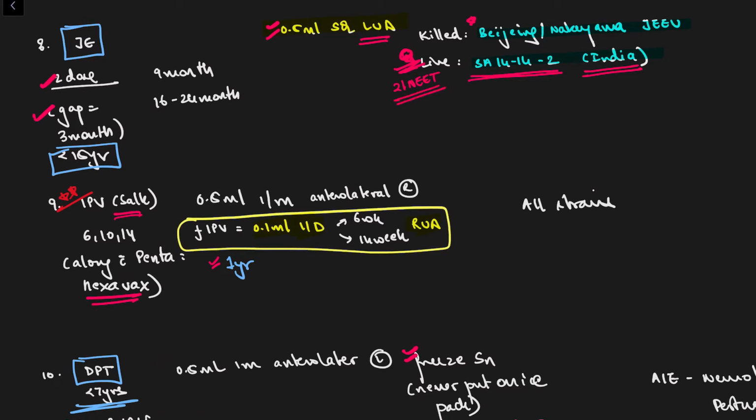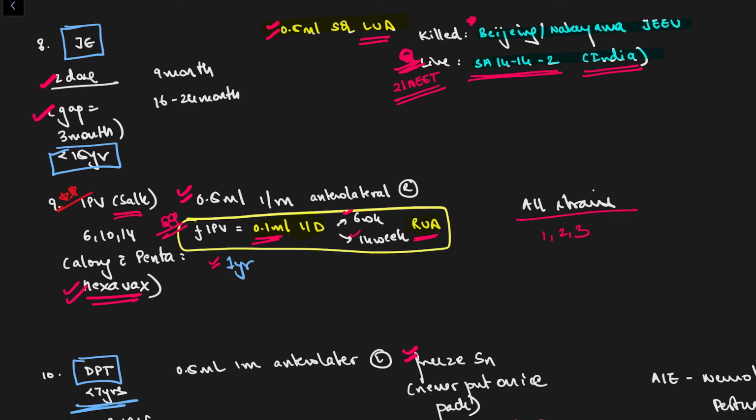Then next is IPV. It is given at 6, 10, 14 weeks along with Penta, right? And that vaccine is known as Hexavax. Remember, the dose is 0.5 ml IM in the anterolateral right thigh. Now, fractionated IPV, for that the dose is 0.1 ml intradermal, and that is given at 6 weeks, 14 weeks in the right upper arm. And fractionated IPV can be given up to 1 year of age, right? And remember, IPV contains all the polio strains.